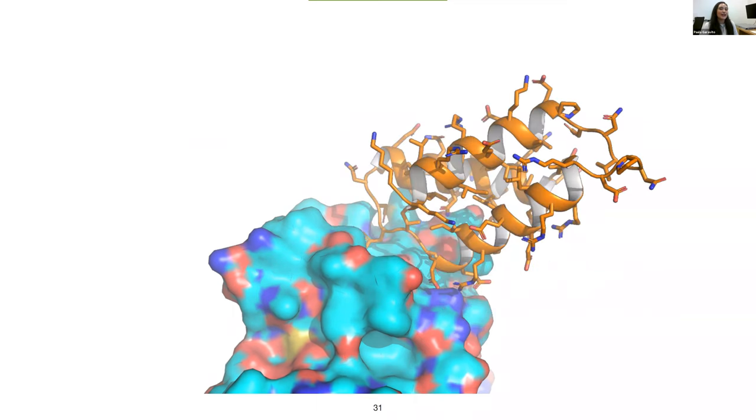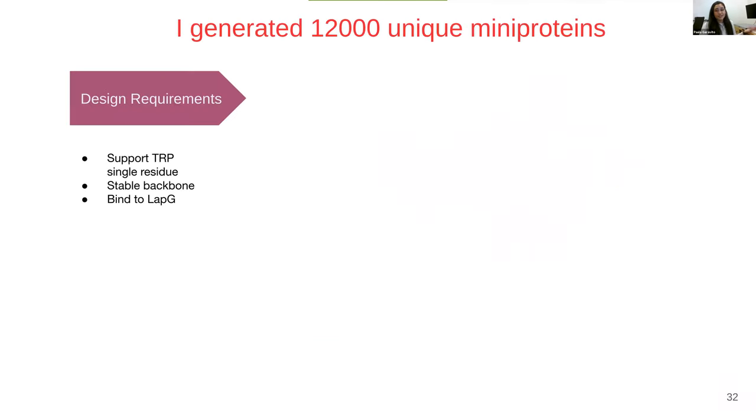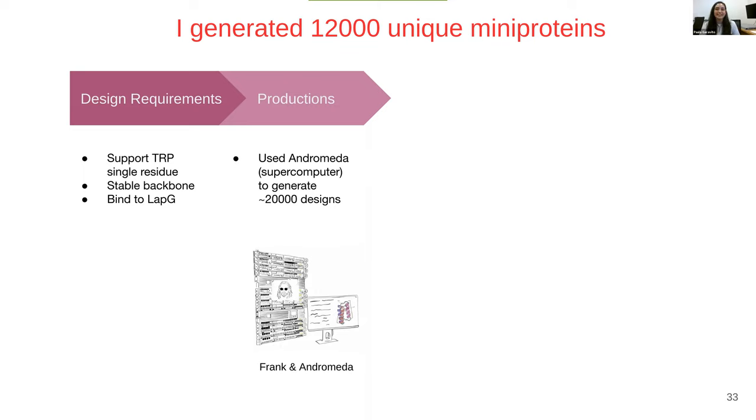After I created this protocol, we decided to move forward with production and generating more designs with the design requirements that I just talked about, right? We want to support the tryptophan, have a stable backbone, and be able to generate interfaces that will bind to LabG. I basically ran a lot of jobs on Andromeda, which is their supercomputer. I generated about 20,000 designs.